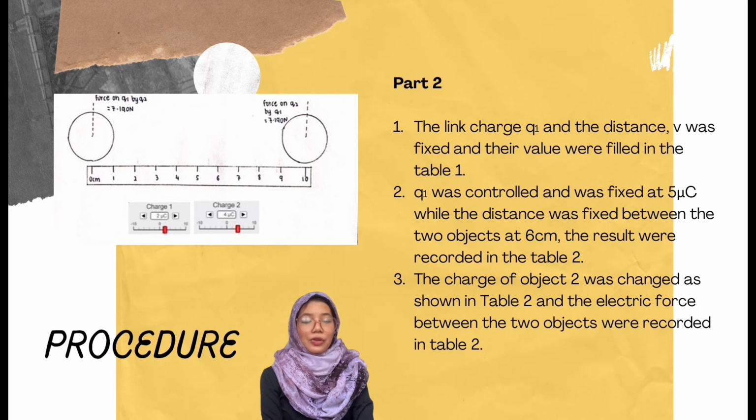Then, the results were recorded in table 2. The charge of object 2 was changed as shown in table 2 and the electric force between the two objects was recorded in table 2.